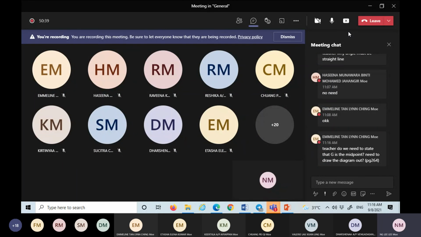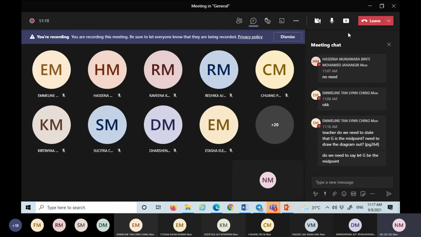Teacher, do we need to state the G is a midpoint? Need to draw the diagram out? The diagram actually is helping you. The diagram, they will not give marks, but the diagram is helping you to get the answer. But if you just mentioned G in your working, but you didn't show where is the G, and then you end up not getting a correct answer at the end, then the steps in between, the examiner how to give you the marks? So it's better for you to show the diagram, and then show where is the G that you label in the diagram.